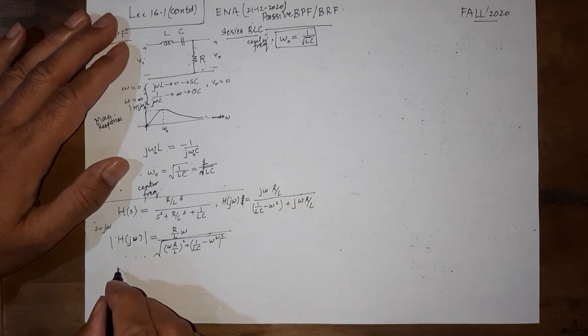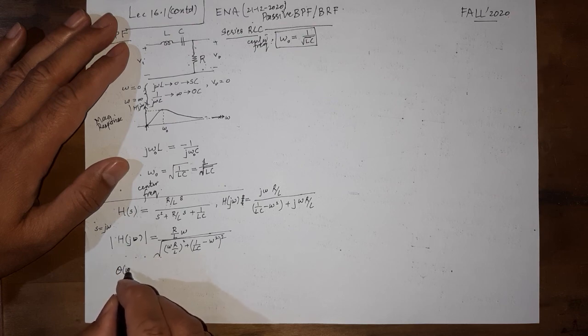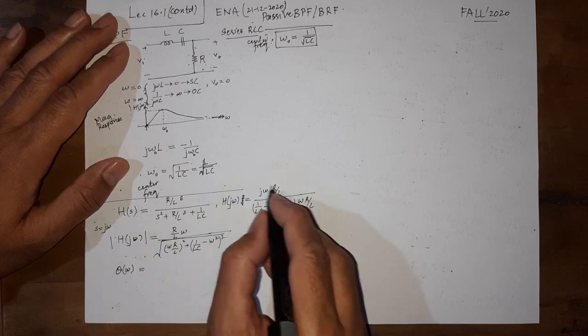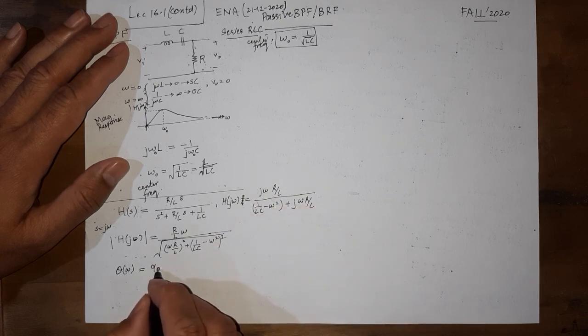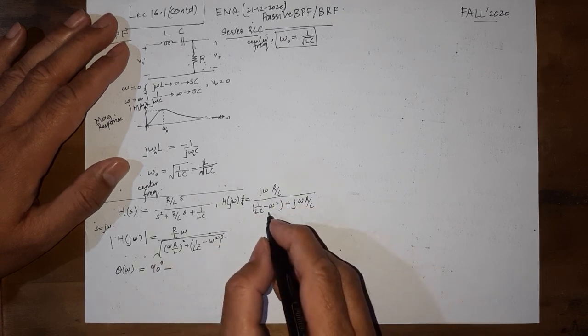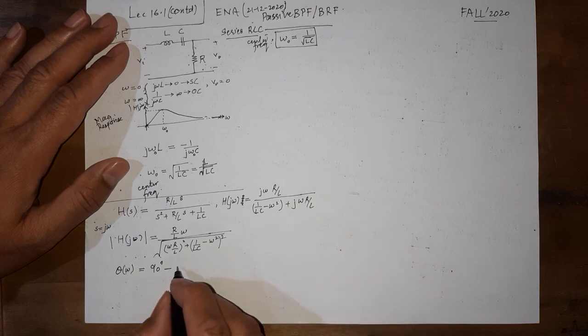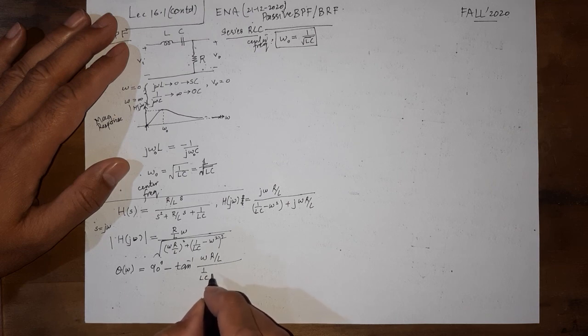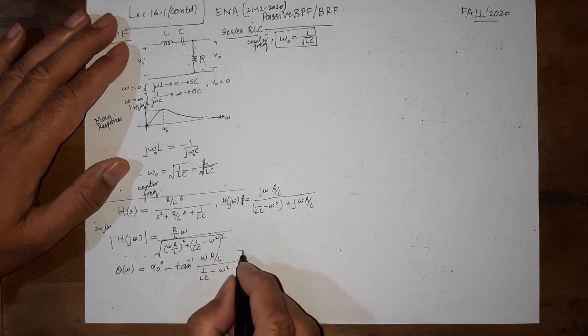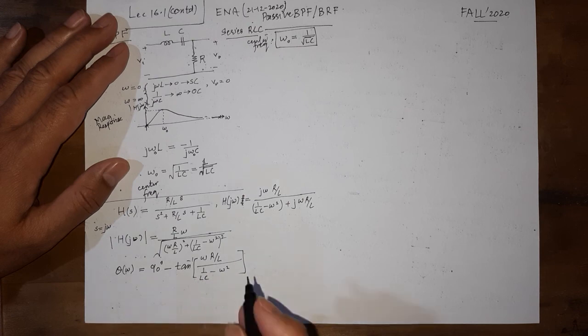And the phase angle of H of j omega, the phase angle theta of omega, would be equal to the phase of the numerator, which does not have a real part, only the imaginary part, so it is 90 degrees, minus the phase angle of this denominator, which would be tan inverse of the imaginary part omega R over L divided by the real part 1 over LC minus omega square. This is going to be the phase.